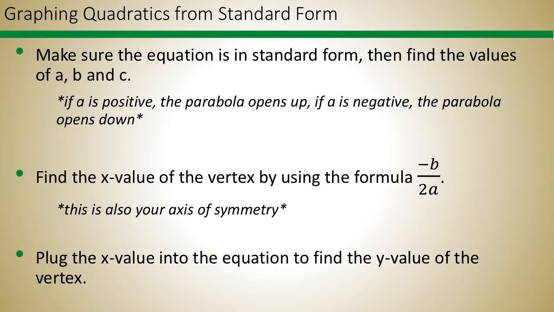So the first thing we're going to do is find the x value of the vertex. And we use this formula right here to find that x value. Okay, so we're going to take whatever b is, make it negative, and then divide it by 2 times a. And that's where our vertex is going to be. This is also our axis of symmetry. And then to get the y value, we're just going to substitute the x value in, and that will tell us the y value. So let's take a look at an example of this.